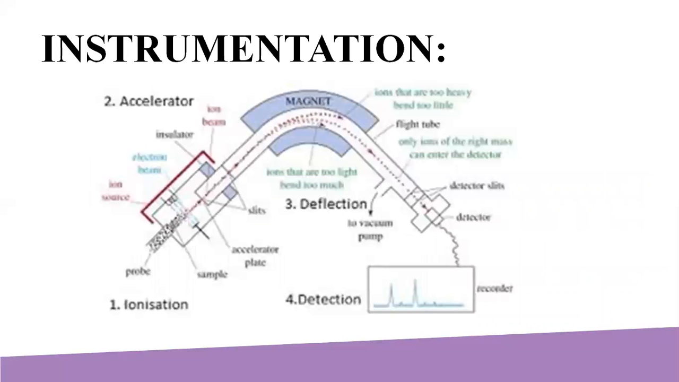Next, instrumentation. There are four stages in mass spectrometry which we need to consider. These are: first one is ionization, second is acceleration, third is deflection, and the last one is detection. Ionization: atoms are ionized by knocking off one or more electrons to give positive ions. In acceleration, ions are accelerated so that they have the same kinetic energy. In deflection, ions are deflected in a magnetic field due to differences in their masses, and in detection, beams of ions that are passing through a mass analyzer are detected by the detector.